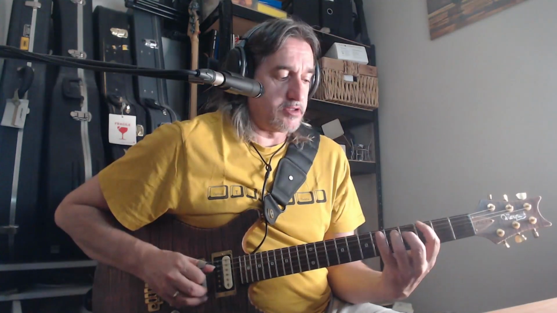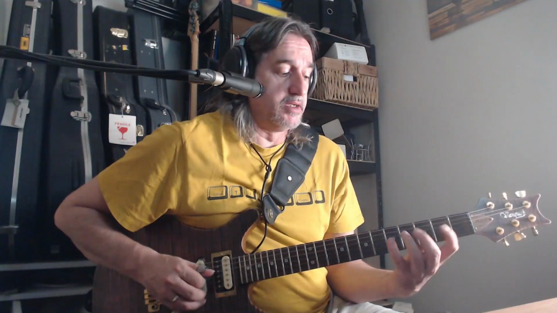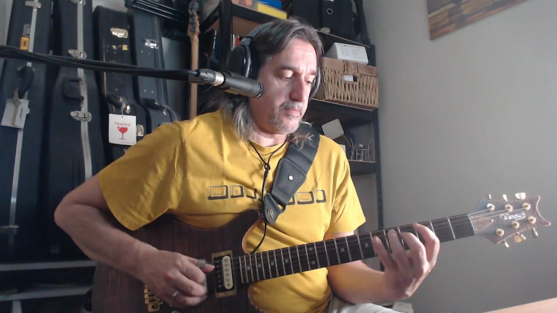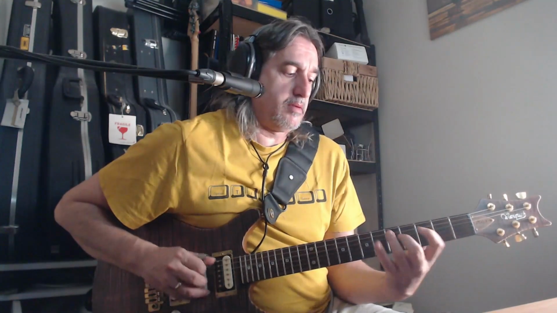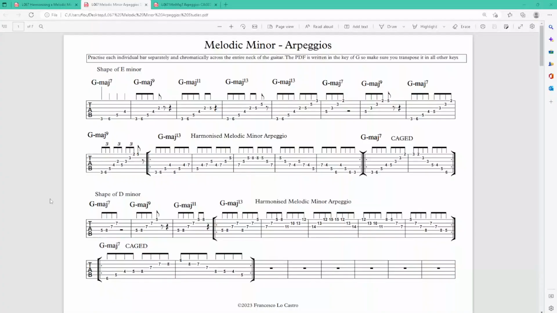With the extra octave, this is also minor major 13. So with this second way of practicing, you might start visualizing differences in the positions of the various intervals. Now let's have a look at the harmonization, the harmonized melodic minor arpeggio.